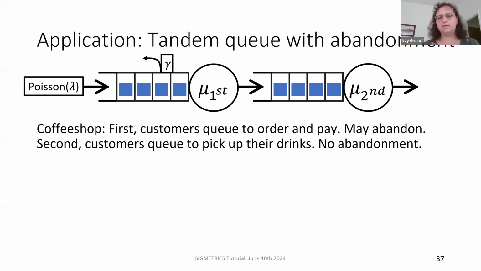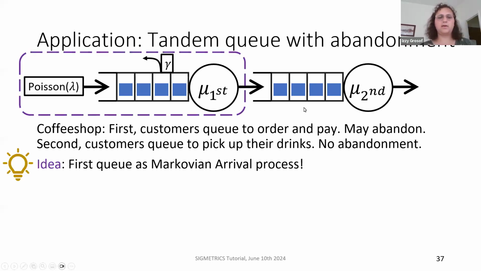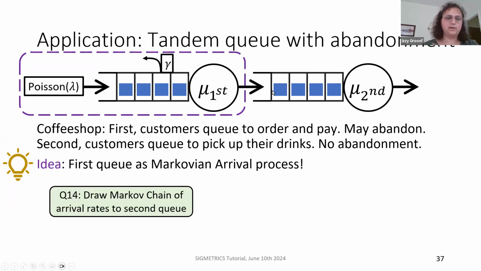So to analyze the mean queue length of this system, our idea is to think of the first queue as a Markovian arrival process. Basically this queue is controlling the arrival rate to this queue. So we can think of it just like before when we had our two-level arrival process. Now we've got an abandonment queue arrival process. Completions from here are the arrivals to here.